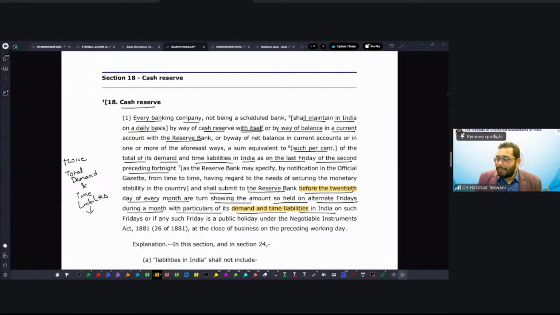Now, what are demand and time liabilities? You guys might have already gone through the chapter. So can anyone tell me what demand and time liabilities we are talking about? Anyone? No? Demand against the fixed deposits and savings account. Okay.